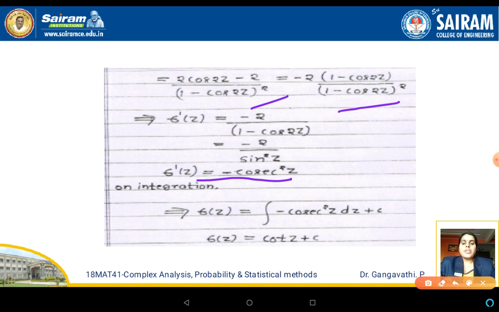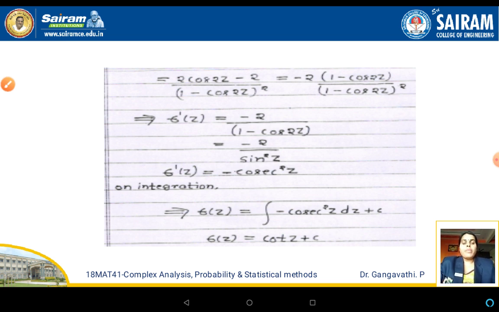So f dash of z we have, but we need f of z. So the derivative must be eliminated. In order to eliminate the derivative, you have to integrate it. So on integrating this expression, we get f of z is equal to the integral of minus cosecant square z dz. So the integration of minus cosecant square is cot. Therefore, f of z is equal to cot z plus c. So this is our f of z.